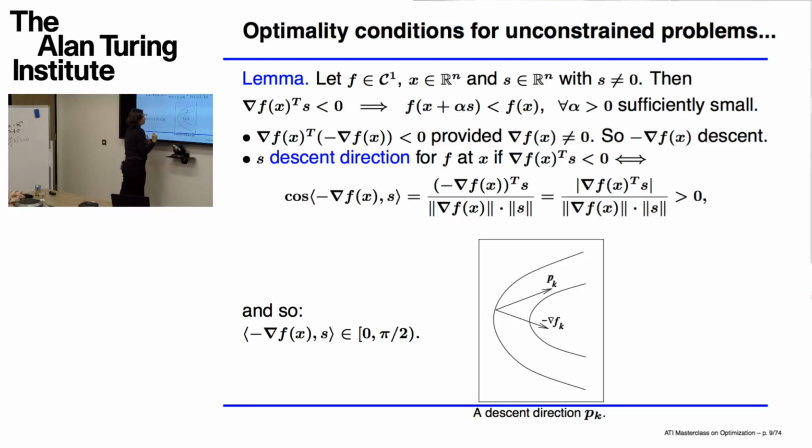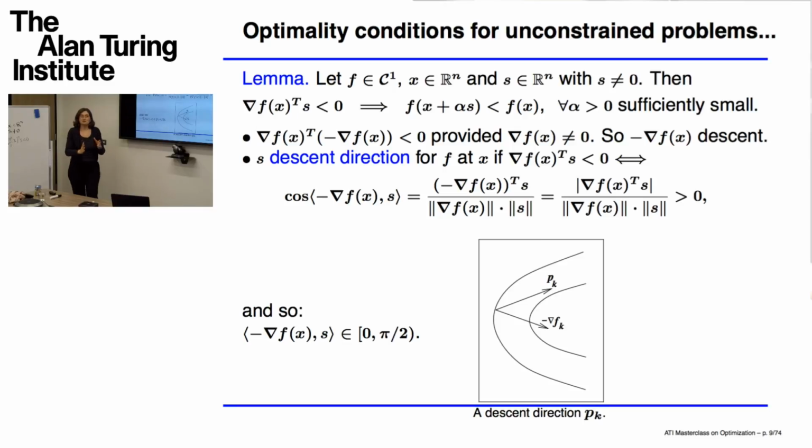Here's the negative gradient and some direction pk that is descent, and that forms an acute angle with the negative gradient. In fact, the negative gradient itself trivially can be shown to satisfy this property whenever it's non-zero. So in other words, what are we saying here? The negative gradient is always a descent direction for my function, unless I'm at a solution, at a local minimizer. And any direction that's not too far from the negative gradient will also give me descent.